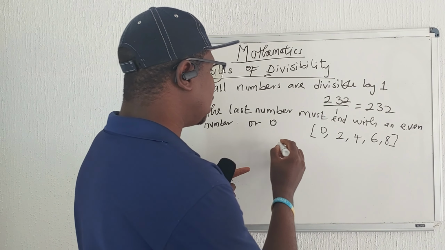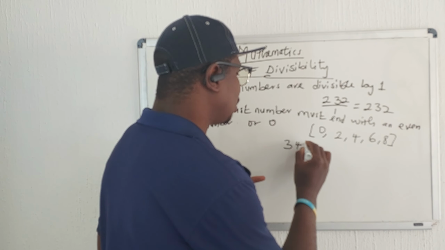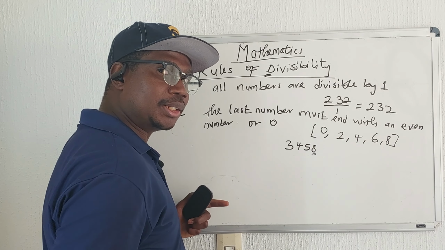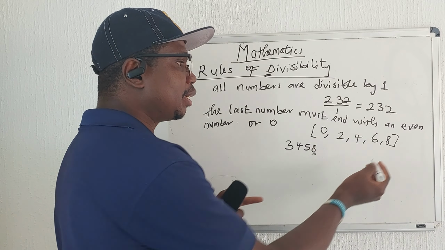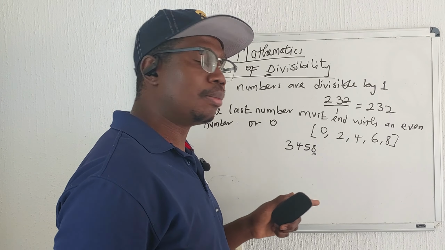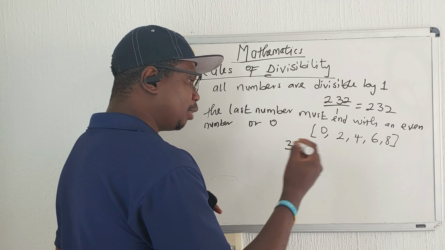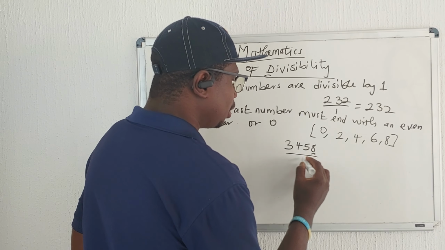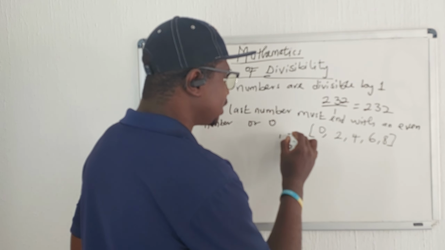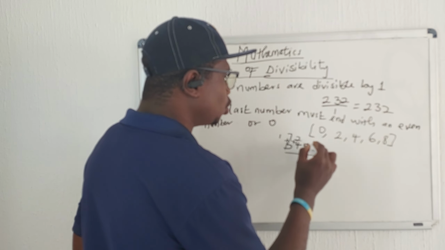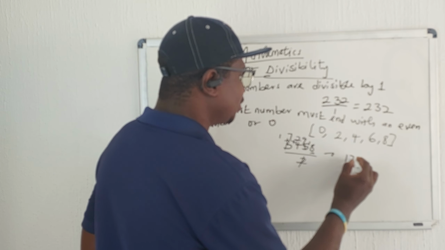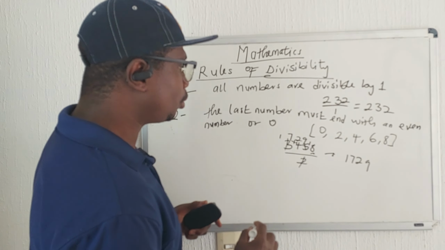So for example, if we have 3, 4, 5, 8, this last number here is 8 and it's an even number. So therefore, this number here must be divisible by 2. For us to test, 2 in 3, 1, remainder 1, 2 in 14 is 7, 2 in 5, 2, remainder 1, 2 in 18, 9. So you get 1, 7, 2, 9.